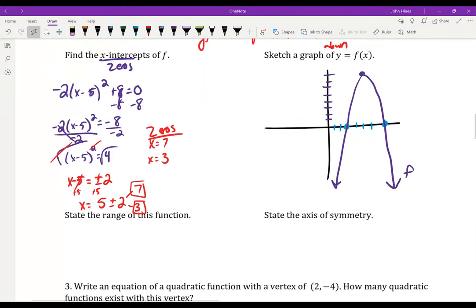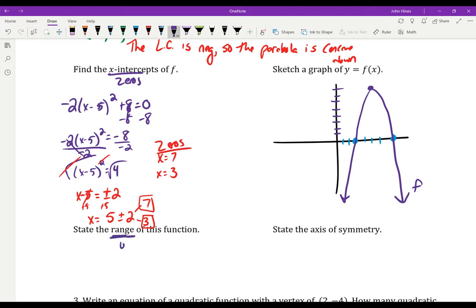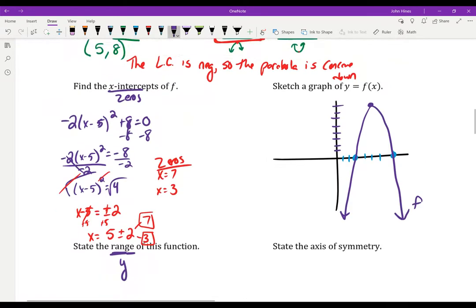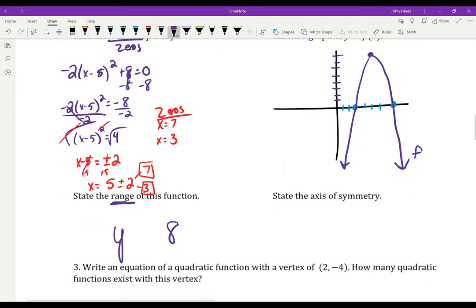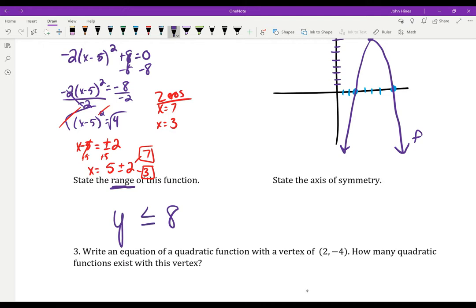State the range, state my y values. Well, the highest they go is the vertex of 8. My y values are what? My y values are 8's the highest they can go, so I have to be smaller than or equal to 8. Y has to be smaller than or equal to 8.